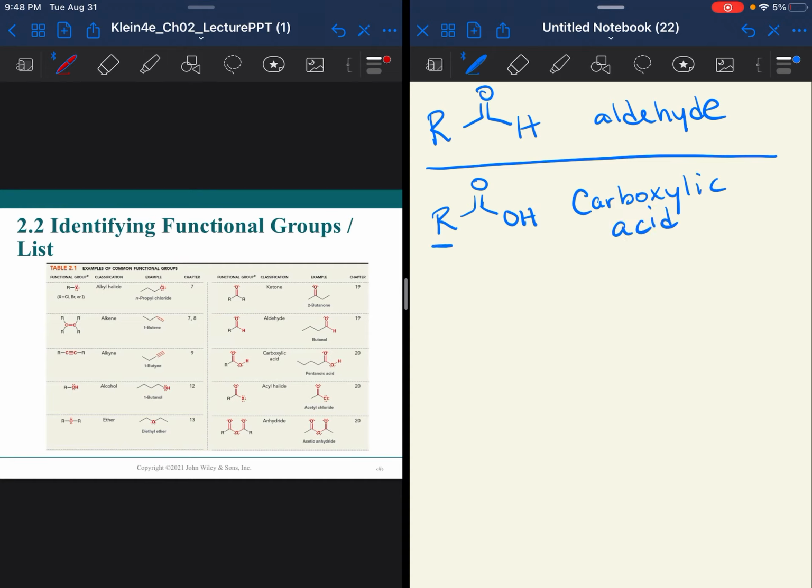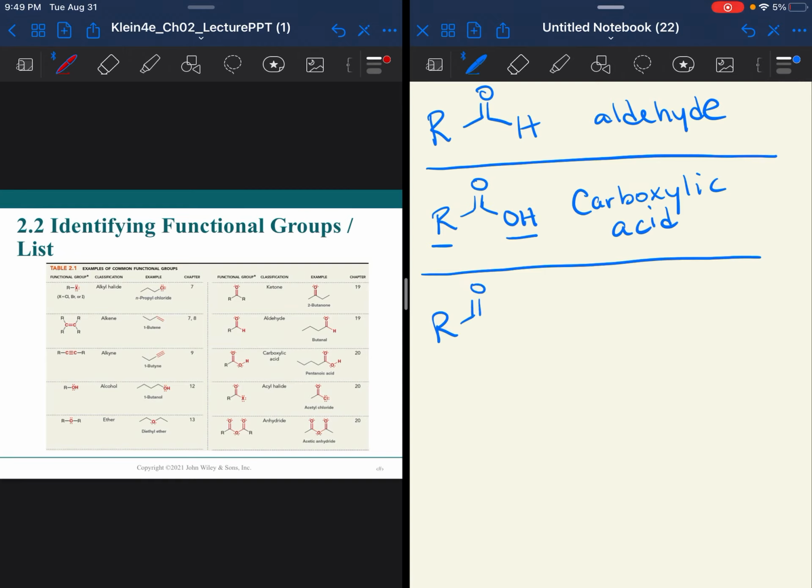Carboxylic acids have an R group on one side and an OH on the other. So an OH by itself is an alcohol. A carbonyl connected to an OH is a carboxylic acid. So you remember I told you that the C double bond O is sometimes referred to as carbonyl. The OH, without knowing what else it's attached to, can sometimes get the name hydroxyl group. But specifically, hydroxyl groups with an R are an alcohol. Hydroxyl groups with a carbonyl are specifically carboxylic acids.